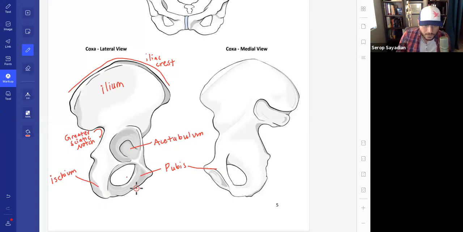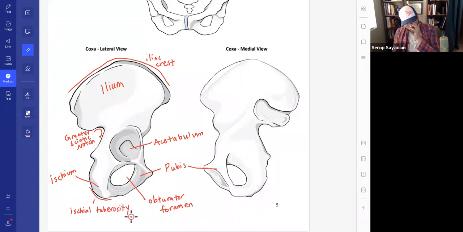Okay, what was this called? Obturator foramen. Feel like I'm losing you guys. All right, and then we have the ischial tuberosity. Cool.